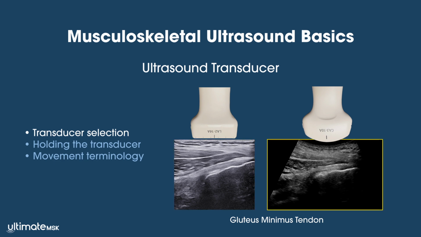Curvilinear probes, on the other hand, emit divergent beams that produce a wider field of view. These transducers typically operate at lower frequencies, allowing greater penetration but at the expense of image resolution.